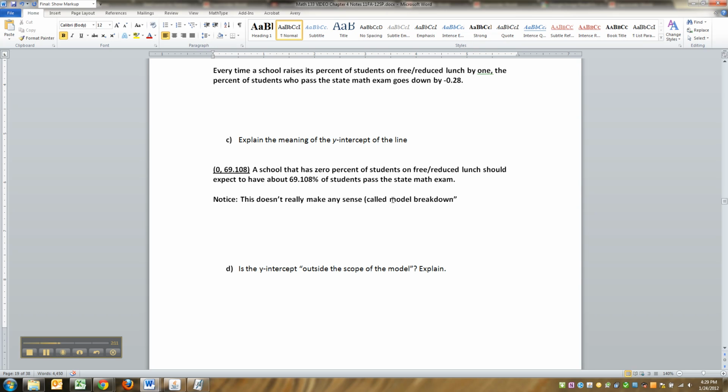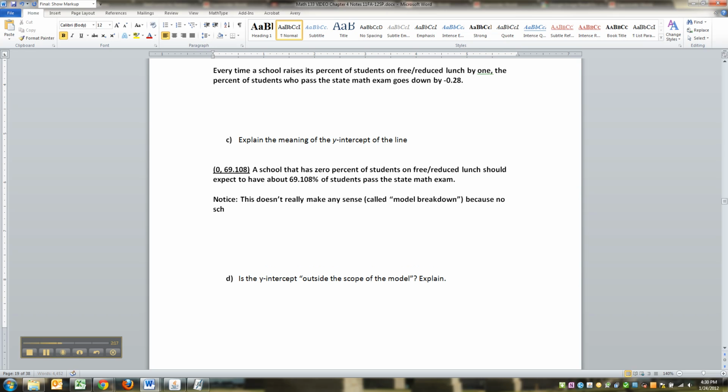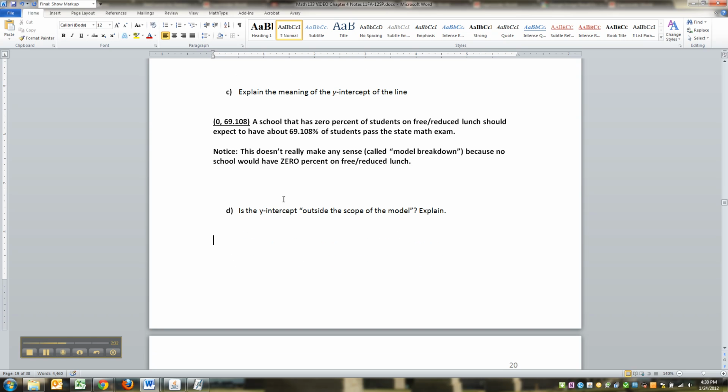This book doesn't really refer to it directly, but no school would have 0% on free reduced lunch. Even wealthy neighborhoods in America have some people that need free reduced lunch help. So that y-intercept is considered to be outside the scope of the model. That's the phrasing this author uses. It's not quite the same as model breakdown, but it gets the point across.